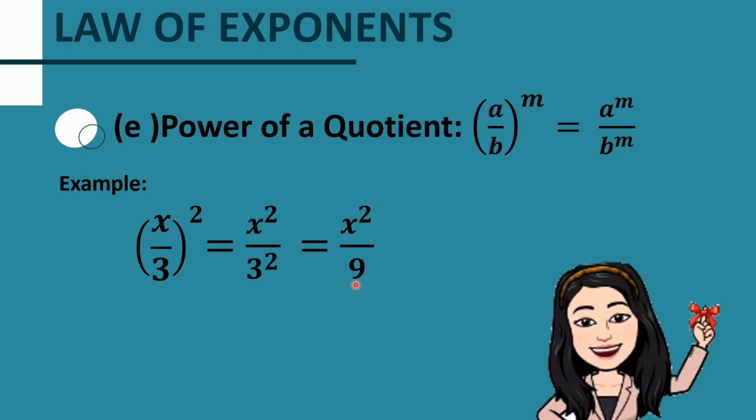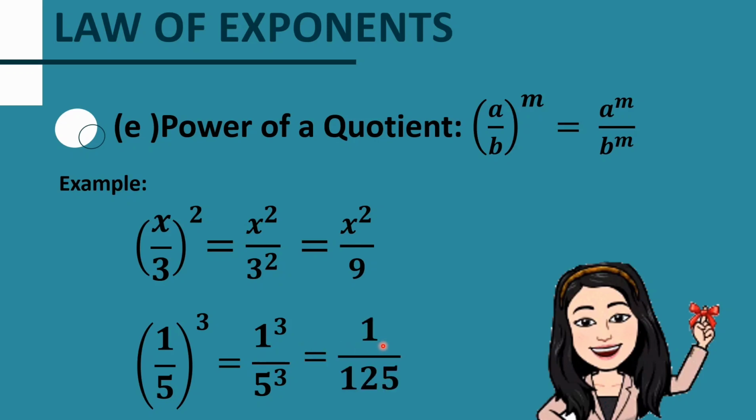Let's have another example. 1/5 cube. What is 1/5 cube? So that is equal to, yan. So we need to distribute the power to the numerator. So we have 1 cube and the power cube to the denominator, which is 5. So let us simplify. 1 cube is equal to 1 times 1 times 1, and that is equal to 1. 5 cube means 5 times 5 times 5, and that is equal to 125. So therefore, when 1/5 is cube, that is equal to 1 over 125.